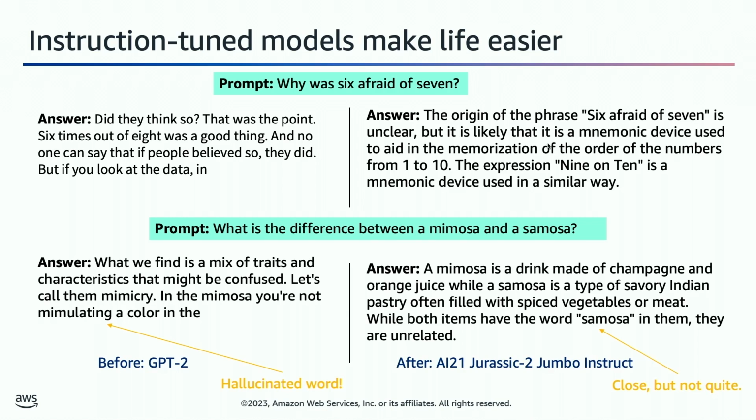There we go. So that's an answer. It's funny though, because it's still not answering the joke. I would prefer for it to just answer the joke, but we get some answer. And then the difference between a mimosa and a samosa. Here we go. Mimosa is made of champagne and orange juice, while samosa is a savory type of Indian pastry with spiced vegetables or meat.